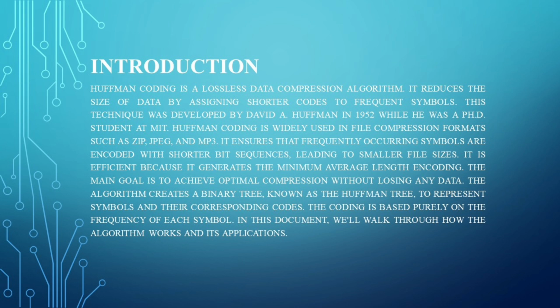Huffman coding is widely used in file compression formats such as zip, JPEG, and MP3. It ensures that frequently occurring symbols are encoded with shorter bit sequences, leading to smaller file sizes. It is efficient because it generates the minimum average length encoding. The main goal is to achieve optimal compression without losing any data. The algorithm creates a binary tree, known as the Huffman tree, to represent symbols and their corresponding codes. The coding is based purely on the frequency of each symbol. In this document, we'll walk through how the algorithm works and its applications.